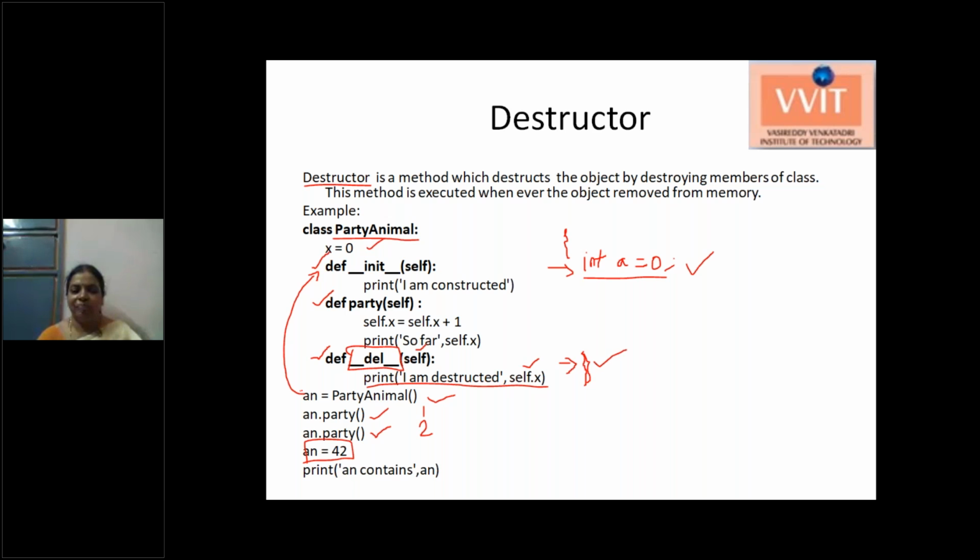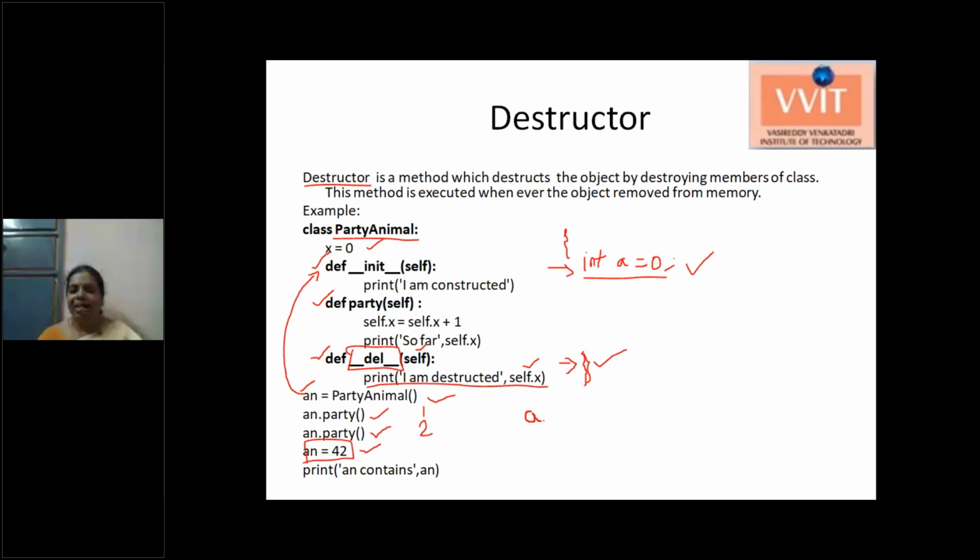Already we have the an variable, which is created as an object for the party animal class, and here we use the an variable. After that, at the 4th line, we are assigning an equals 42. In Python, we have a facility that any variable can be assigned a value of any type at any time in the program.